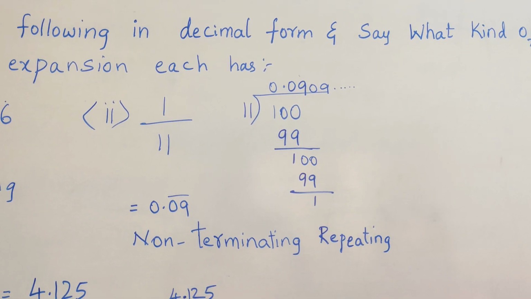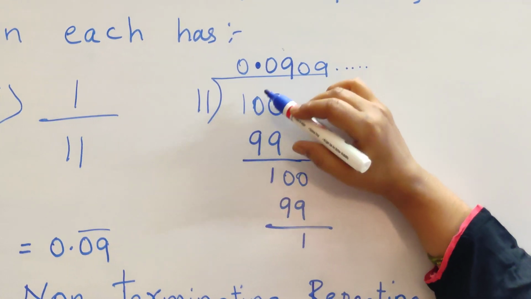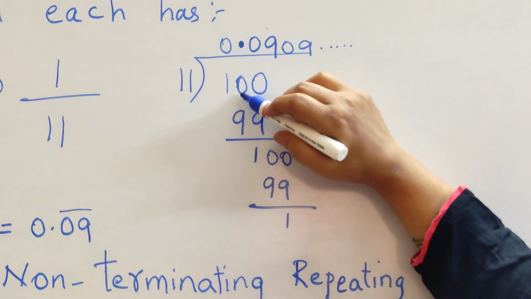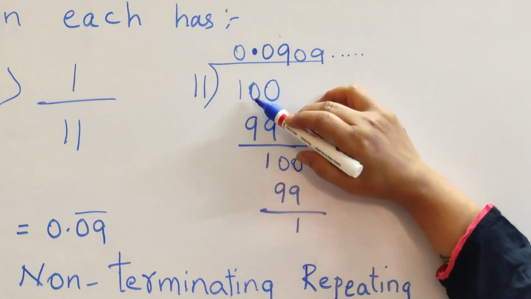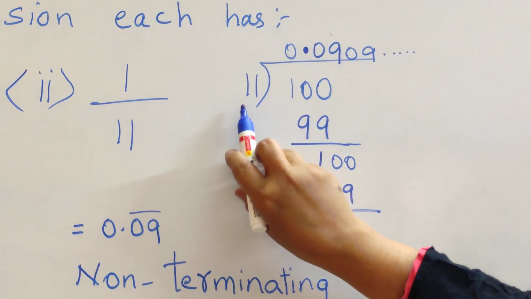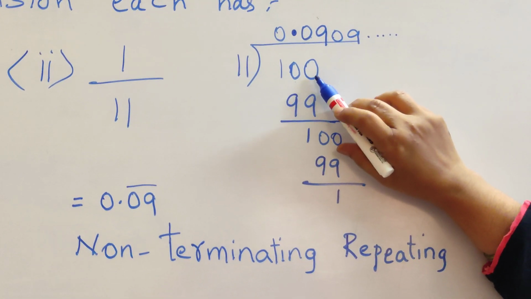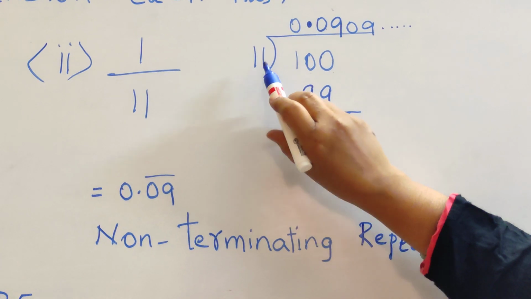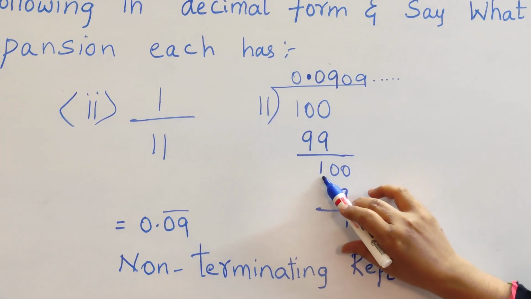So when we have a small number, what do we do? We take a point. When I take a point, I can take only one 0 for the point, but then also the number will be 10. 10 is smaller than 11, I cannot divide. So again I put a 0 here and make it 100. So 100 is now big enough to divide. 11 9s are 99. Again I have one remainder.